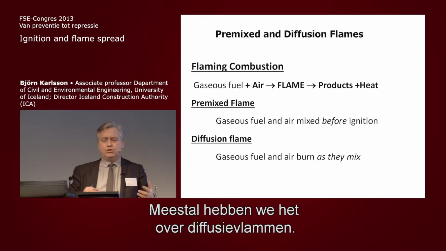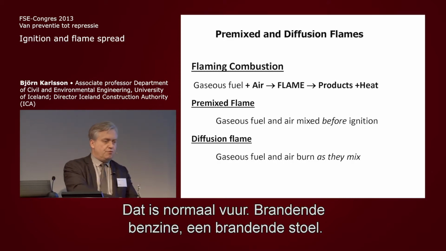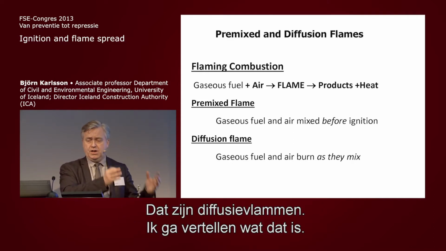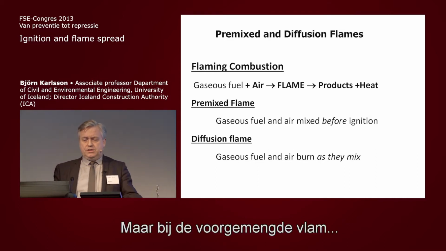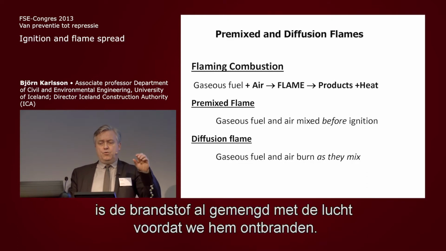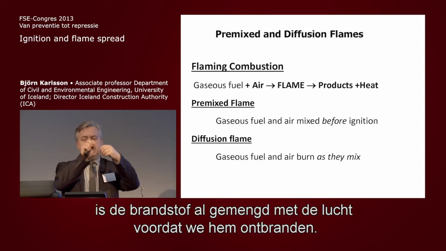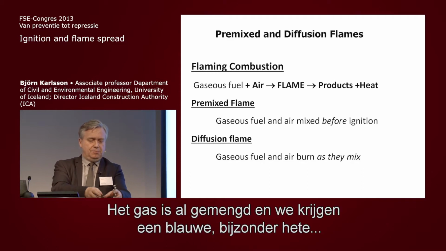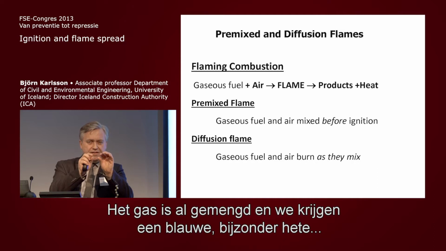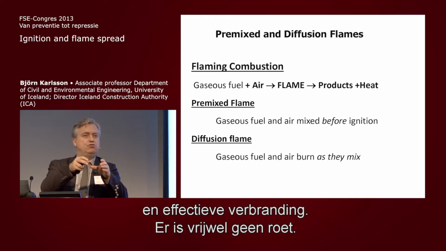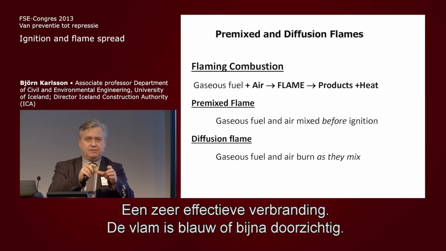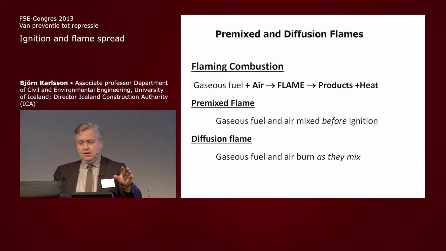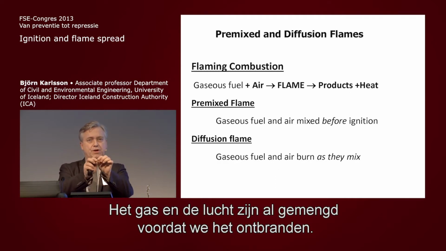We most often talk about diffusion flames. That's an ordinary fire, gasoline burning, or a chair burning, or something like that. That's a diffusion flame. I'll talk about what it is. But the pre-mixed flame is where the fuel and the air are already mixed before we ignite it. Like on the gas stove at home, the gas comes up, it's already mixed, and we get a blue, very, very hot, very effective combustion. There's no soot, or not nearly any soot. The flame is blue or nearly see-through. That's a pre-mixed flame, and the gas and the air are mixed before we ignite it.